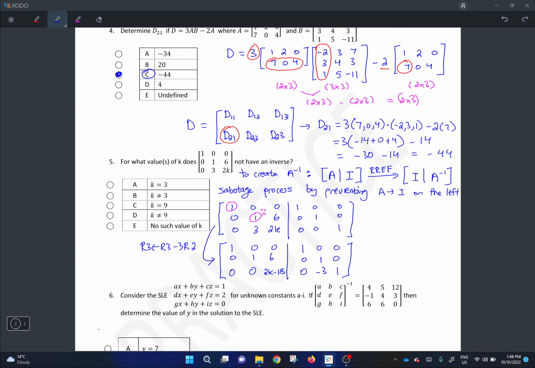Okay, and now we can prevent A goes to identity. We can prevent that 2k minus 18 from ever turning into a 1 by setting it equal to 0. So 2k is equal to 18. K is equal to 18 divided by 2, which is 9. So option C.